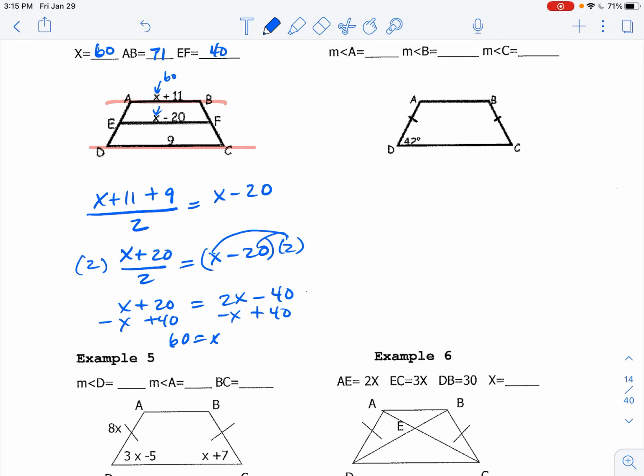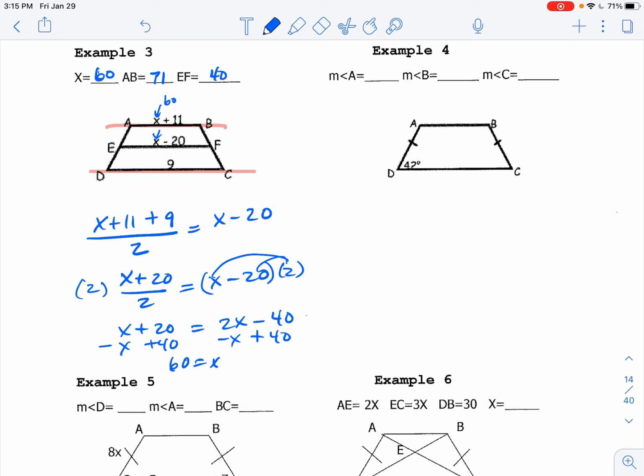Example 4. We're asked to find the measure of angle A. So now this is one of the isosceles trapezoids, and we know it's isosceles because it's got the little marks on the sides. And so I know base angles are congruent. This is 42. I know that consecutive angles are supplementary. And so if I add these two together, that's going to equal 180. Or if I just subtract 42 from 180, what is that going to give me? 138. So I know that the measure of angle A is 138.